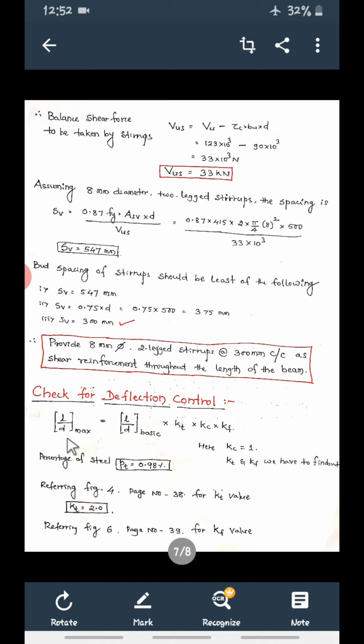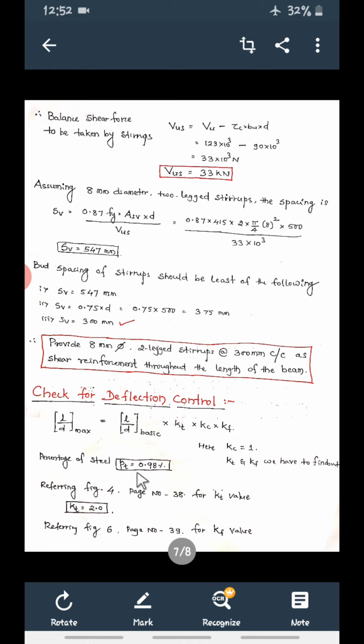How will we calculate L by D maximum? L by D maximum is equal to L by D basic into KT, the modification factor for tension reinforcement, KC, the modification factor for compression reinforcement in doubly reinforced beams, and KF, the modification factor for T-beams, flanged beams. Here KC is 1, because it is not a doubly reinforced beam. At the top, no compression reinforcement is there, so directly you can take KC as 1. We have to calculate KT and KF.